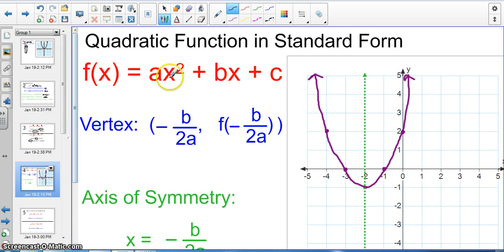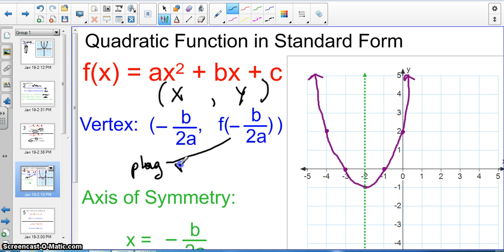Now, standard form, ax squared plus bx plus c, we need to find the vertex. Remember, vertex is always x, y. So to do that, to find my x, I will use this little formula, negative b over 2a. That gives me my x for my vertex. To find my y, I would just plug x into the original equation.